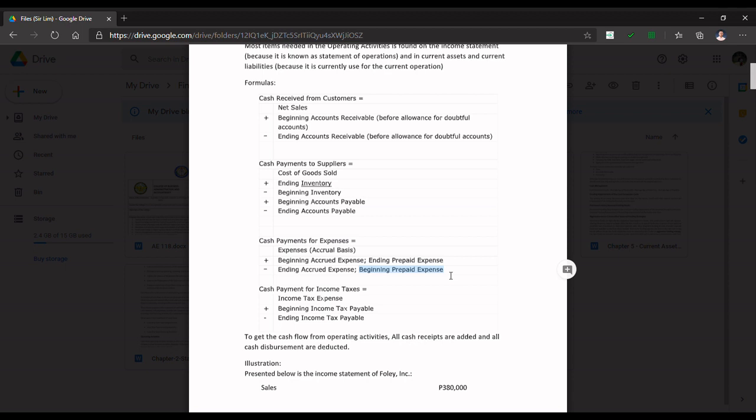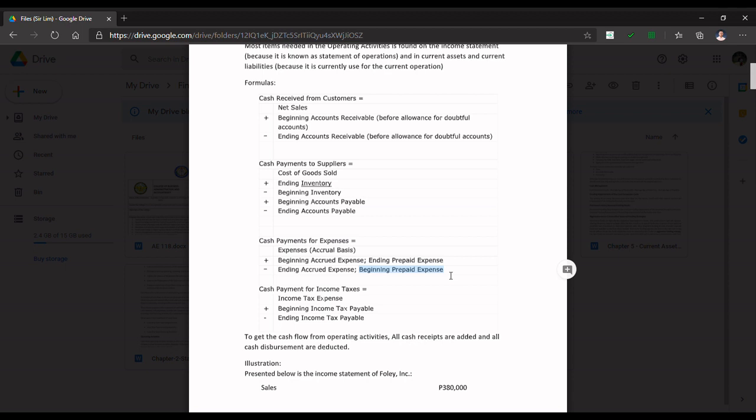Okay? I repeat, the beginning prepaid expense, our payments in the past that we haven't recorded as expense, plus the additional payments in advance, less the ending prepaid expense, is equal to the expenses incurred. So what we need to compute is the additional payments in advance, because that is where we incurred cash. Right?